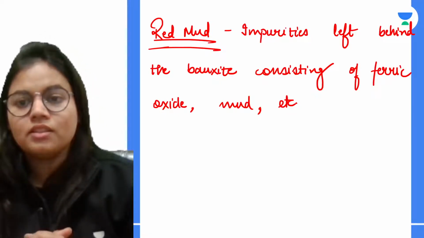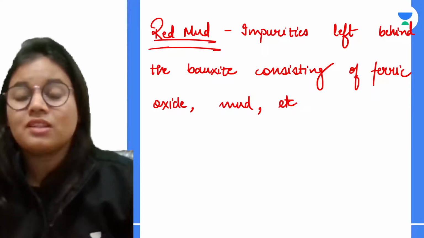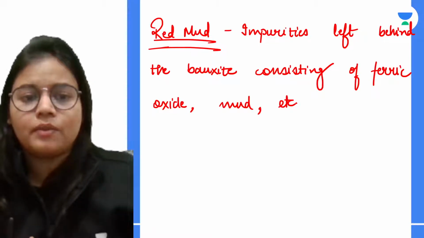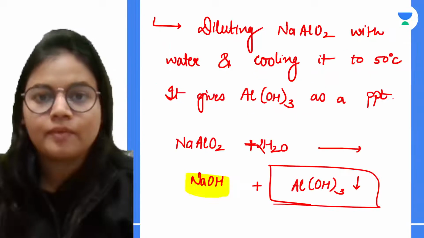And there is another term, red mud. So what happens is all the impurities which are left behind from the bauxite, which consist of ferric oxide, mud, sand, and all the other waste things, it is known as red mud.